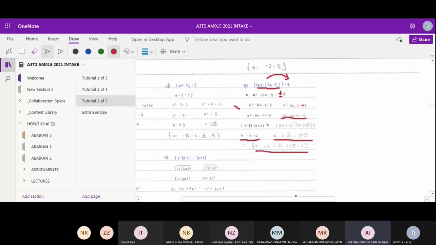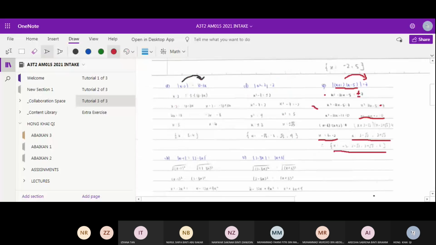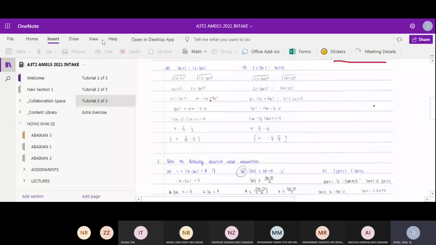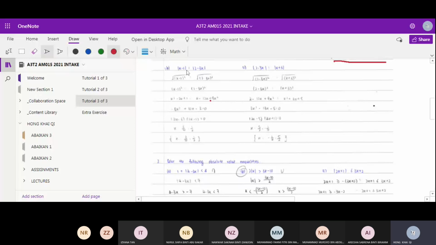Tutorial 3, 1H. Okay. First, when both sides have the modulus, so we need to use, I think there are rules like that. We add the square root and put the square here.